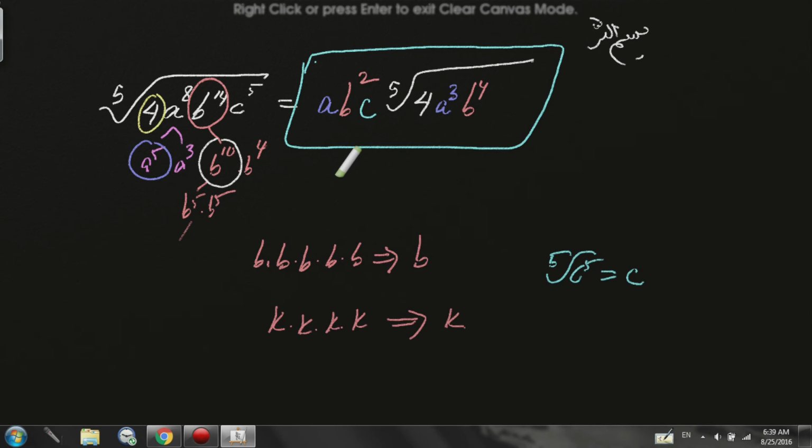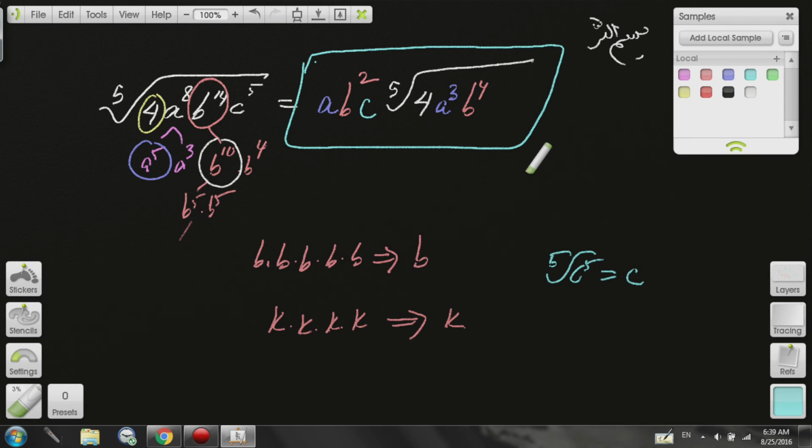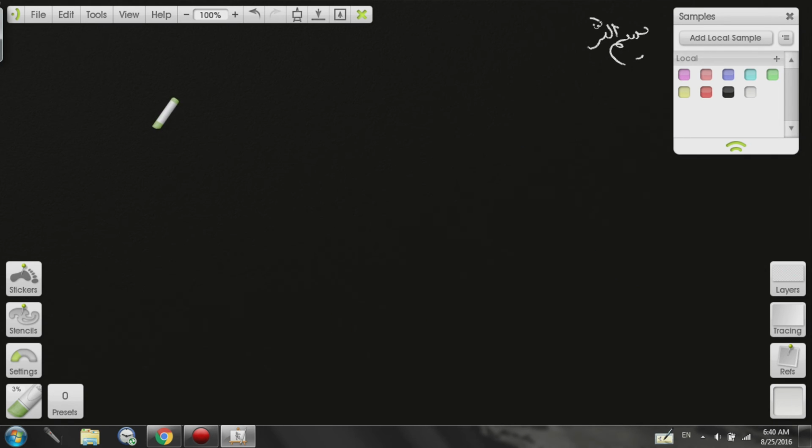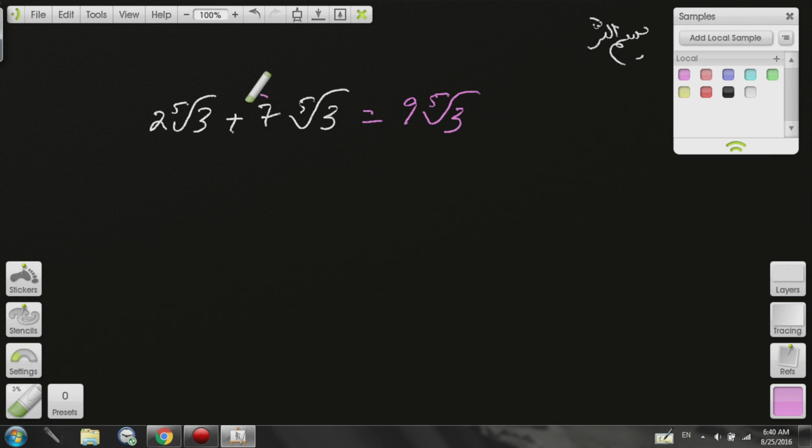Today what we did was we learned how to use the properties of rational exponents. In this chapter, we did radical exponents. I just also want to bring to your attention one thing that is not to be confused. If I gave you this, okay, 2 times the fifth root of 3 plus 7 times the fifth root of 3, this simplifies to, yes, 9 times the fifth root of 3. You can add these two.